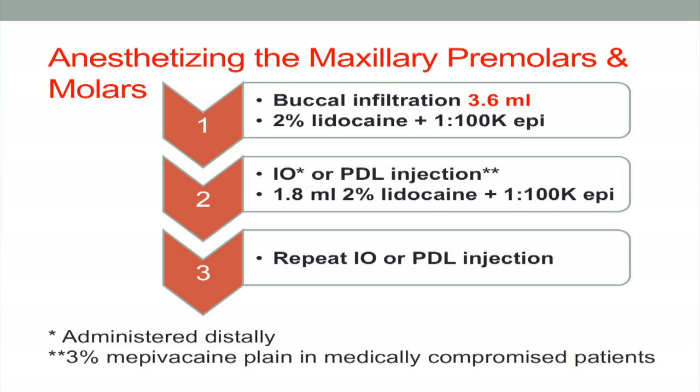Notice that the authors recommend beginning with buccal infiltration of the premolars and molars with 2 cartridges, or 3.6 mLs. If that is not successful, an intraosseous or periodontal ligament injection is performed with 2% lidocaine with 1 to 100,000 epinephrine. And finally, if that fails, the intraosseous or PDL injection is repeated. Note that the intraosseous techniques are administered distally, and that 3% bupivacaine plain should be used in medically compromised patients.